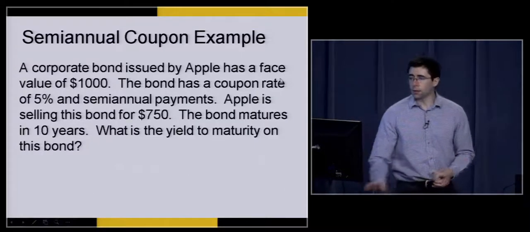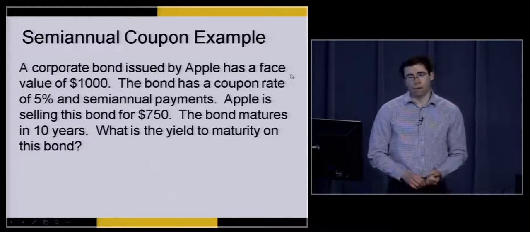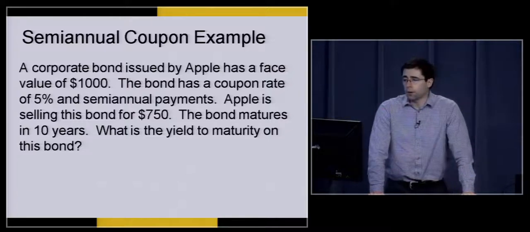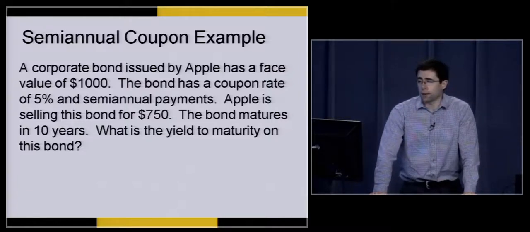All right, let's do another example. A corporate bond issued by Apple has a face value of $1,000. The bond has a coupon rate of 5% and semi-annual payments. Apple is selling this bond for $750. The bond matures in 10 years. What is our yield to maturity on this bond?